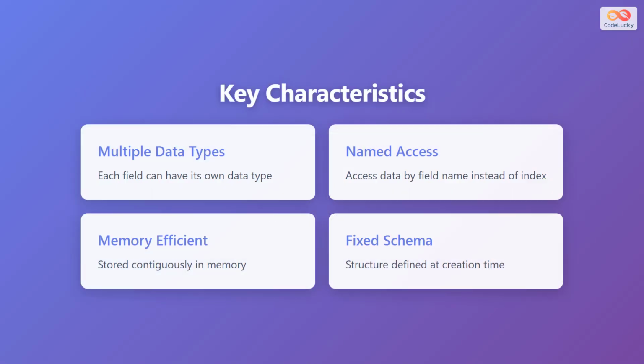Structured arrays have 4 key characteristics. First, they support multiple data types, meaning each field can have its own data type. Second, they provide named access, allowing you to retrieve data by field name instead of numeric index. Third, they are memory efficient because all data is stored contiguously in memory. And fourth, they have a fixed schema that is defined at creation time and cannot be changed later.